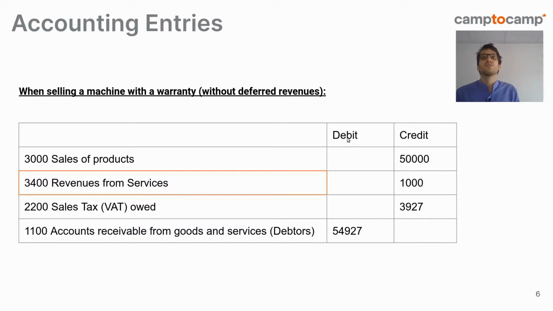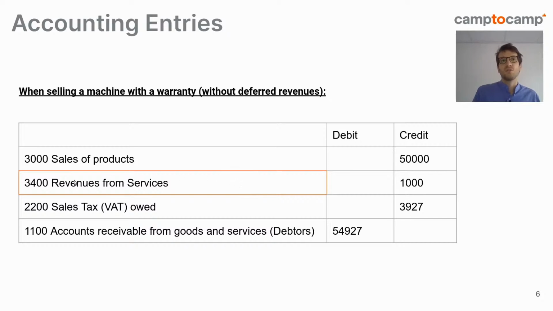These are the accounting entries that are generated, for example, without the deferred revenue models. So it's very classic. You sell an equipment, let's say it costs 50,000. So in your P&L account, 3,000, you have a credit of 50,000. You sell a warranty, you book it in a different account in your P&L for, let's say the warranty is 1,000 for 12 months. Then you have your VAT entry, and in your account receivables, you have the sum, the total of all this credit.